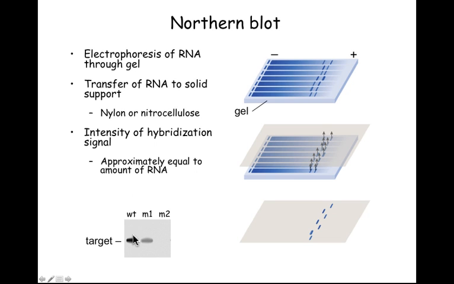So in this case, wild type gives a certain amount of signal. This mutant 1 shows less, so this might be some sort of a hypomorphic allele where you've knocked down the expression. Whereas mutant 2 shows no signal whatsoever. And this could be due to something like a deletion, where you've completely eliminated the function of the gene.